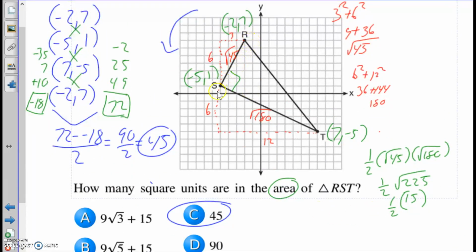Why didn't that work? 36 and 9 is 45. 36, 144. 1/2 base times height. Oh, I see what I did wrong. I added these. It's not 225. Sorry about that. 45 times 180. Yeah, 225 is way too small. It is 8100. Yeah, the square root of 8100, and the square root of that, now we're talking, is 90. And half of 90 is 45.